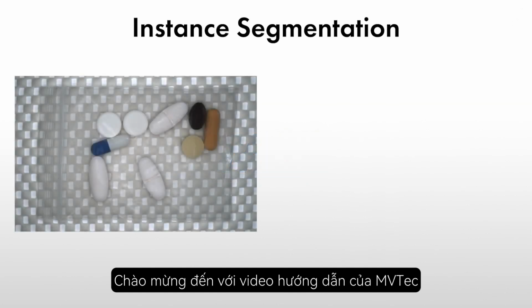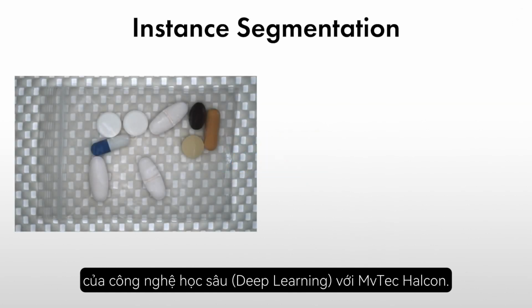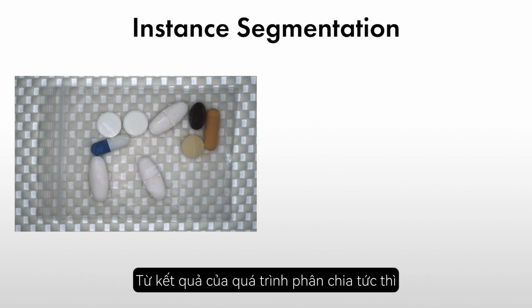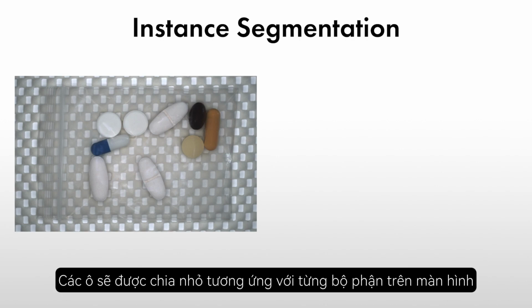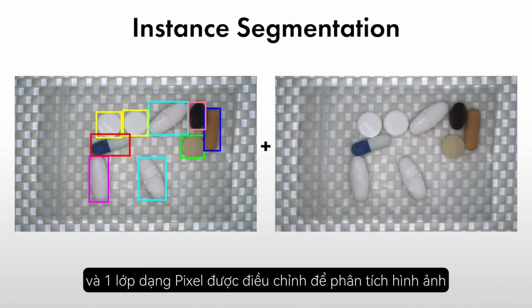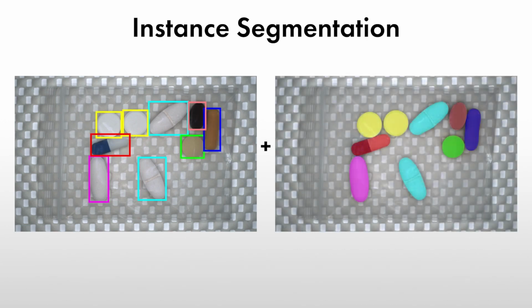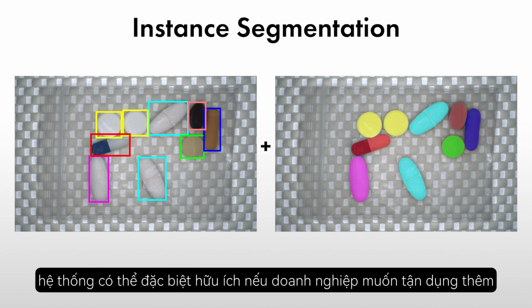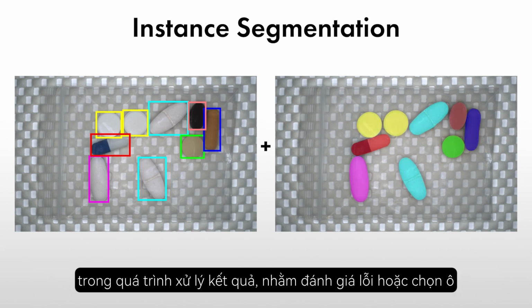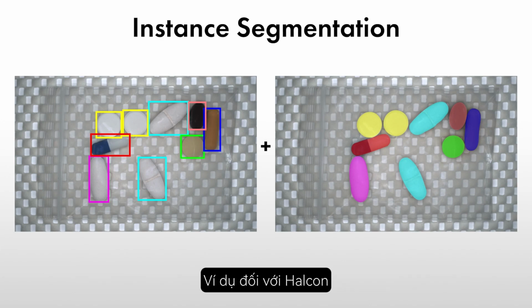Hello and welcome. In this tutorial, you will learn about deep learning-based instance segmentation with MVTec HALCON. As a result of instance segmentation, you get both a bounding box and a pixel-precise mask of the trained instances in an image. Thus, it can be especially useful if you want to further post-process your results, say for defect evaluation or bin picking, for example.